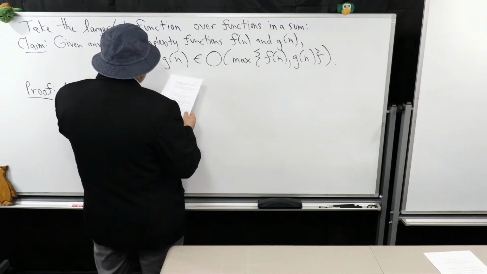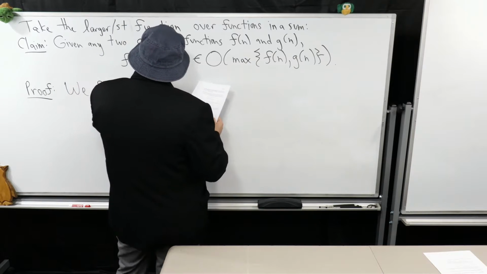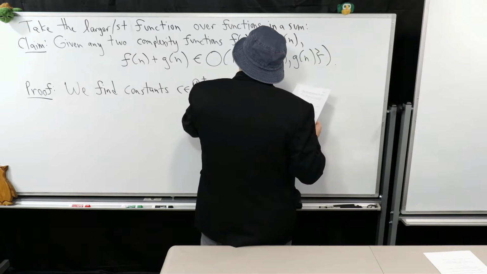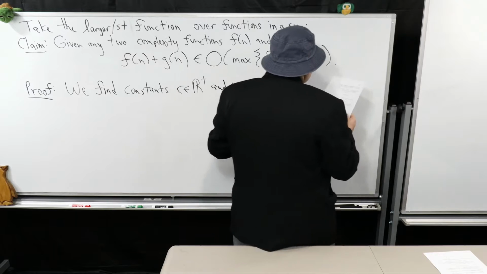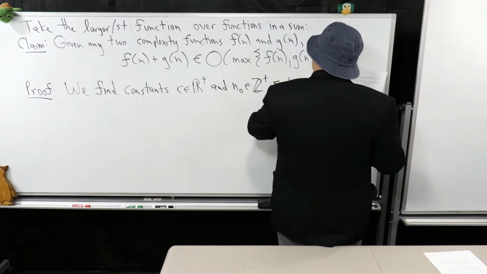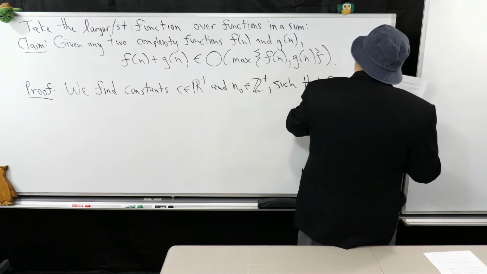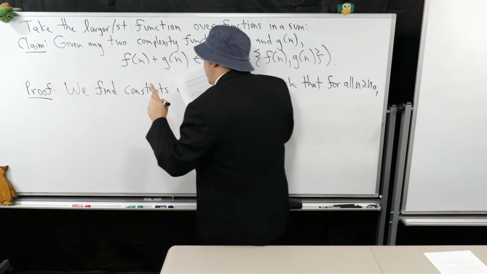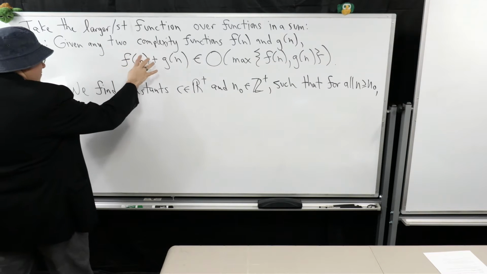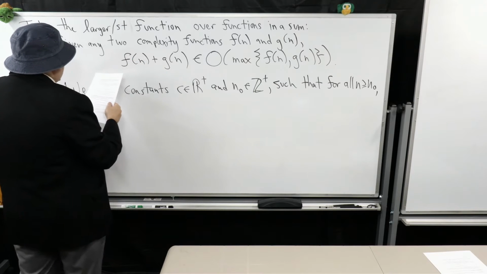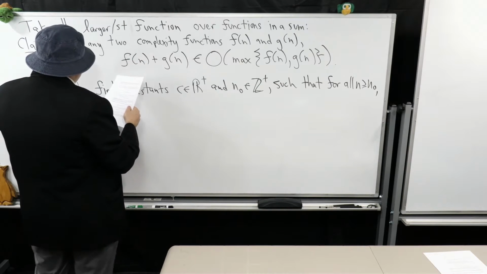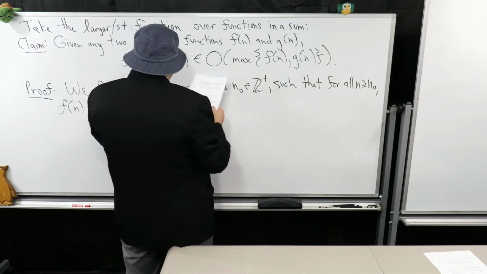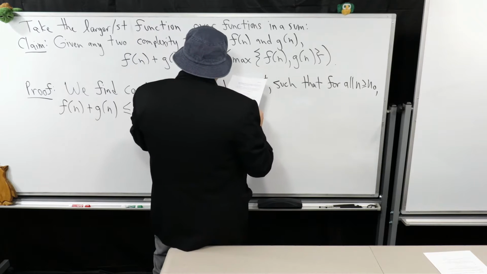So we find constants, c, which is a positive real number, and n0, which is of course a positive integer, such that for all n greater or equal to n0, it has to be true that f of n plus g of n is less than or equal to c times the max function given f of n and g of n.